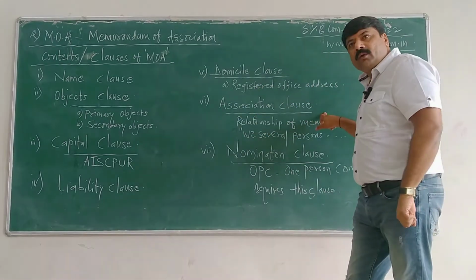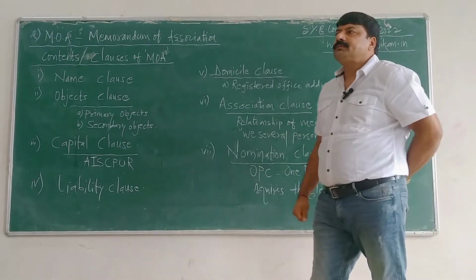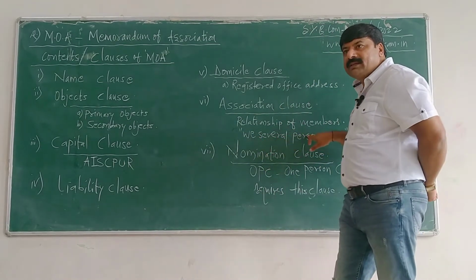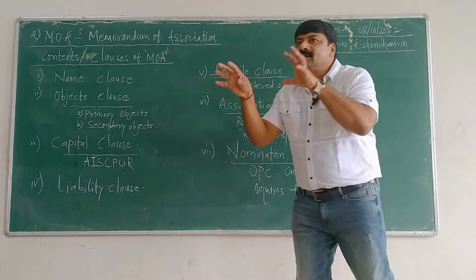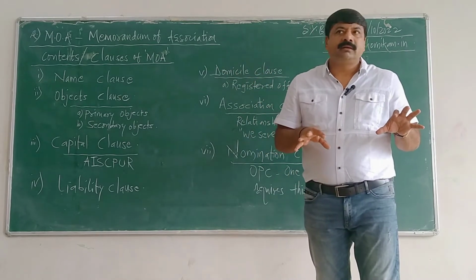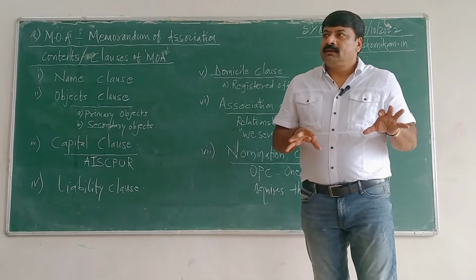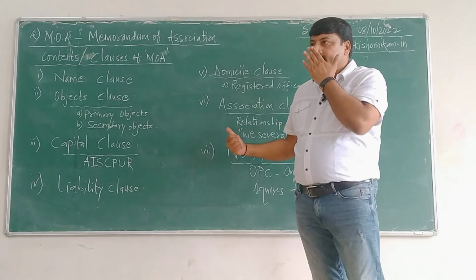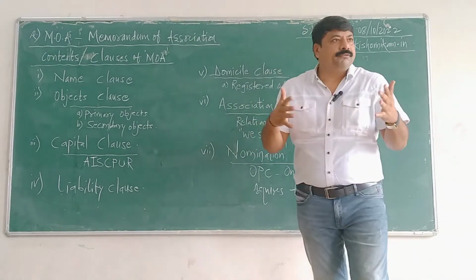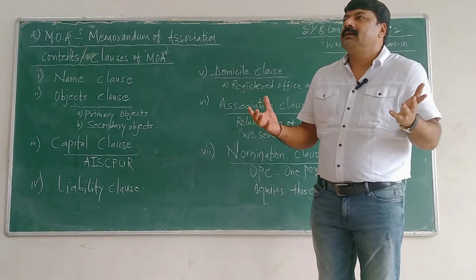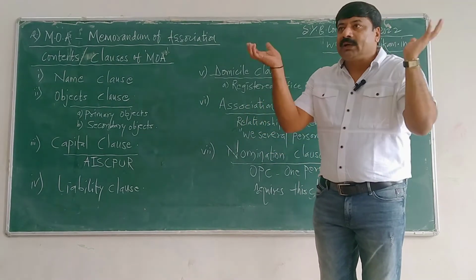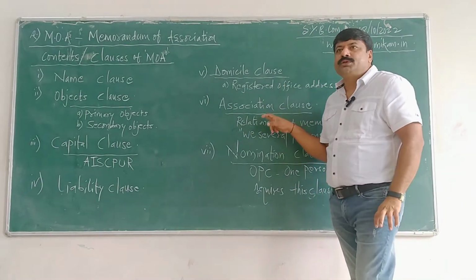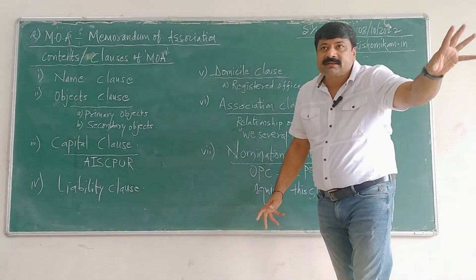Then the association clause. What is association? I have written a line: we, several persons who are the subscribers to the share capital of ABC Limited Company, affirm, confirm and denote hereby that we are one, we are together. This oneness is mentioned. This is the association of members.